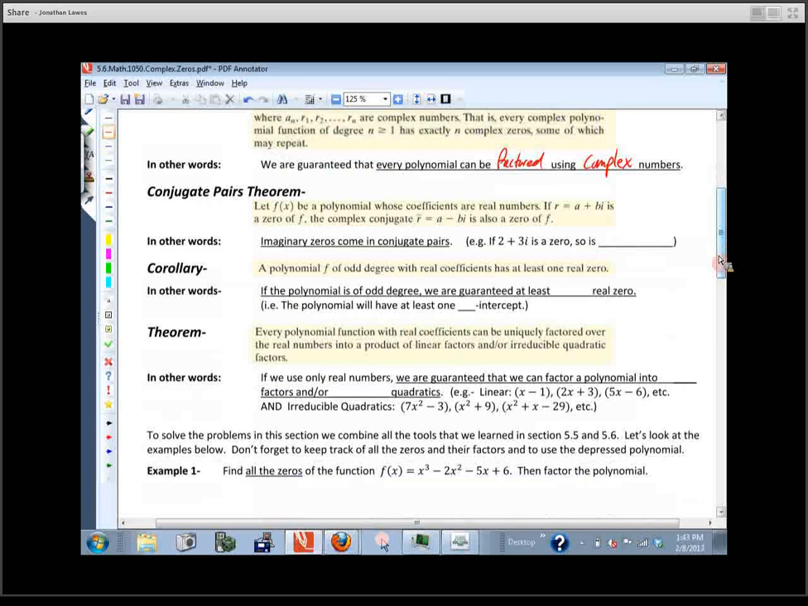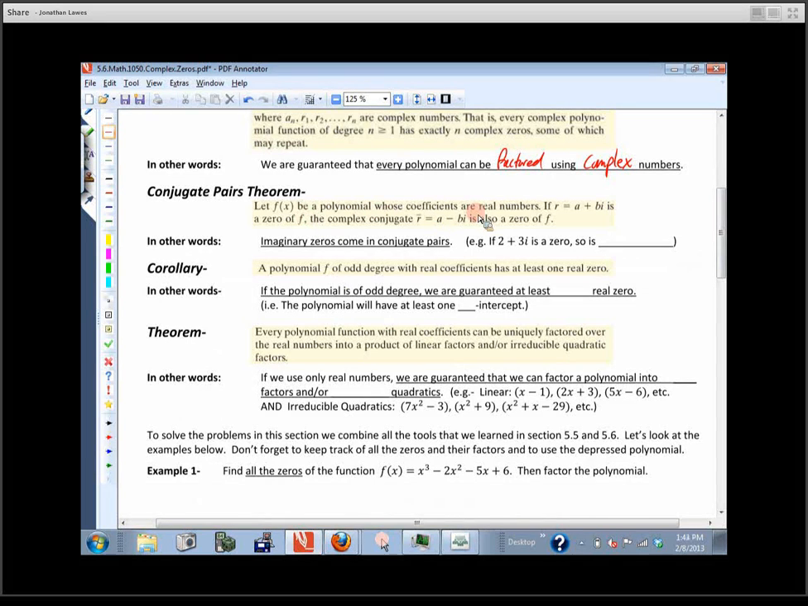It says if we've got a polynomial where the coefficients are real numbers, and a plus bi is a zero or a root, then its complex conjugate, what's the conjugate of a plus bi? A minus bi, that's also got to be a zero. So imaginary zeros come in conjugate pairs. Imaginary zeros come in conjugate pairs. I should have had a blank for you to fill in there.